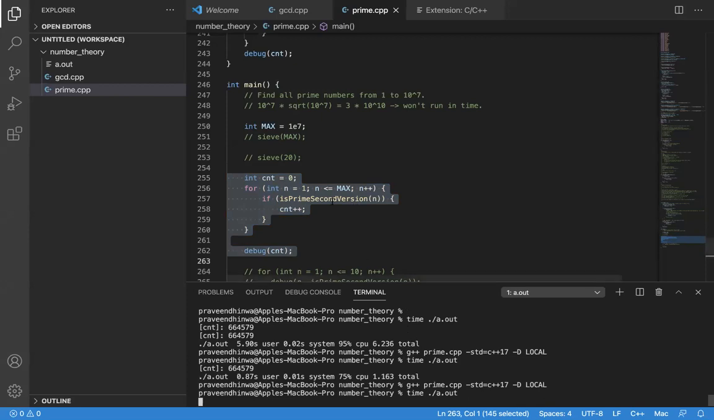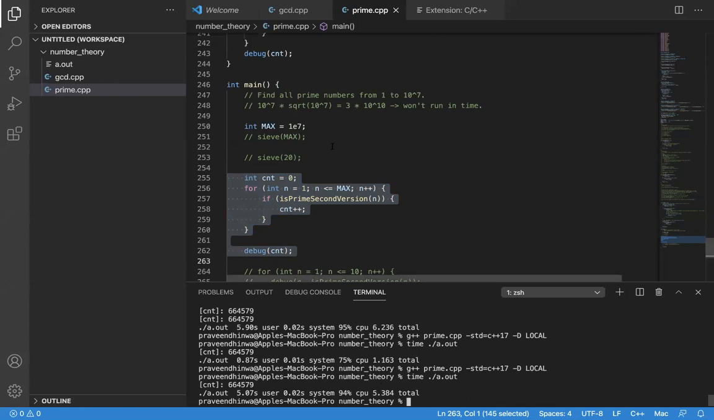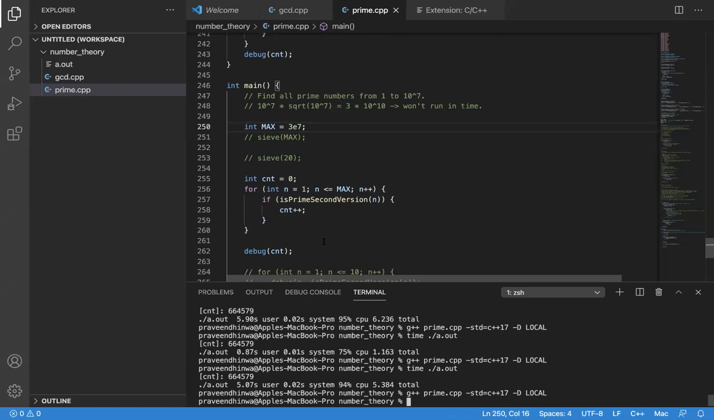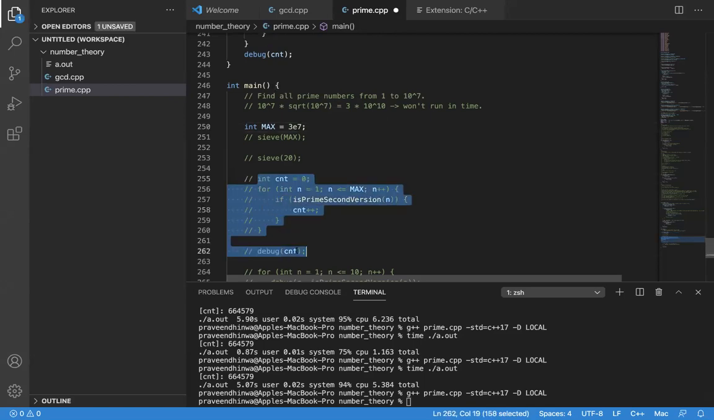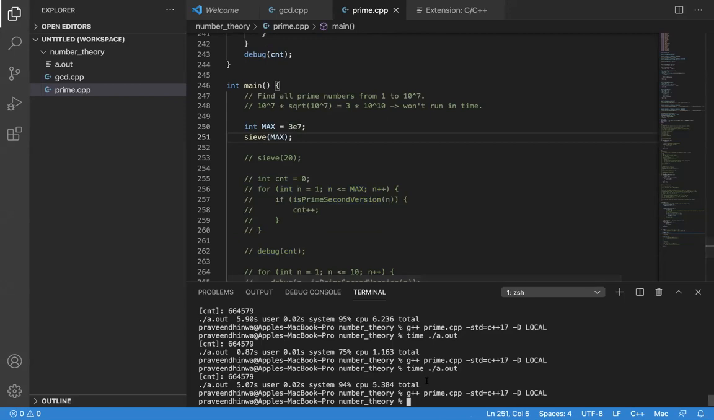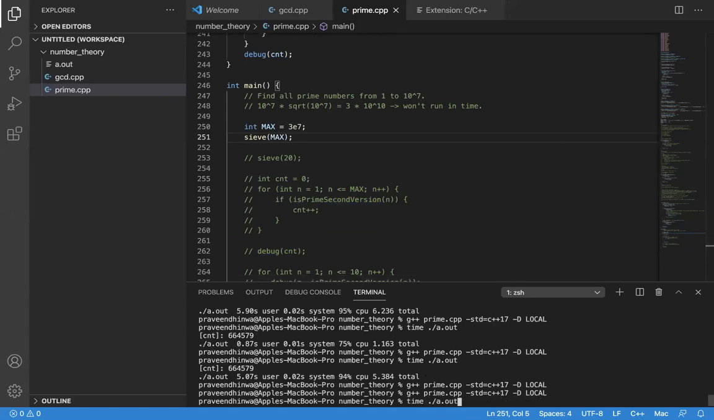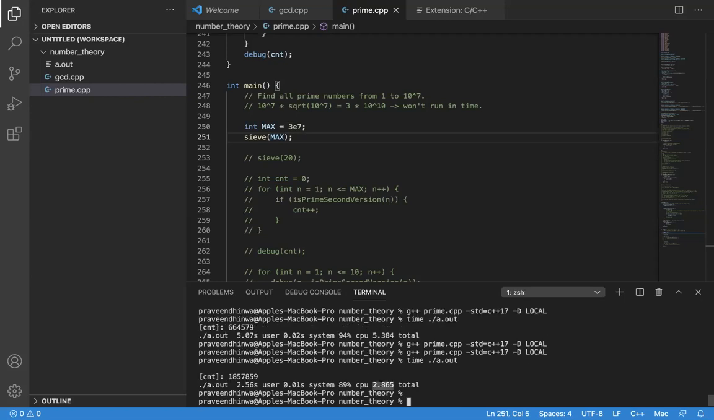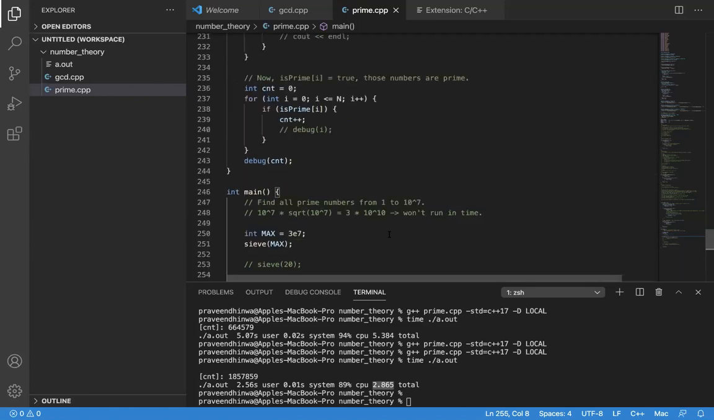So the square root n method directly is taking like 5 seconds. So it is like 5 times faster for 10 power 7. This gap will become larger and larger if you try for larger numbers. Suppose you want to try for, let's say, 3e7. Let's try for 3e7 and see how much time the sieve will take. So for 3e7, it is taking like 2 seconds. But if you try the other program for 3e7, it will take maybe like 10 seconds or something. So the gap will be more and more.